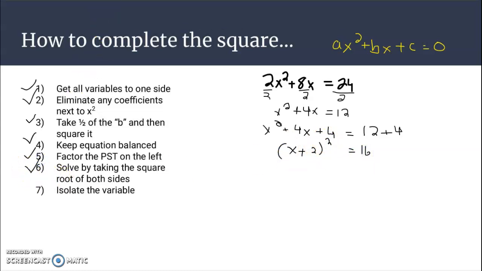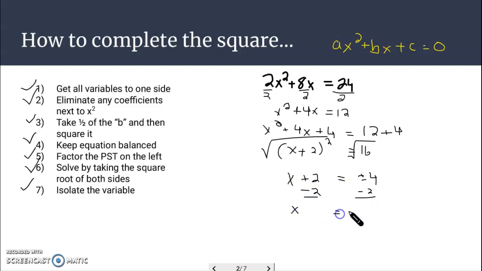Alright, we're going to solve by taking the square root of both sides. Square root of the left, square root of the right. x plus 2 is by itself, but please keep in mind when you take the square root, you always have the positive or negative possibility. Square root of 16 is either plus or minus 4. Alright, then we'll isolate the variable by taking away 2 from both sides. And this is how you deal with getting x by itself. Negative 2, then plus or minus 4.